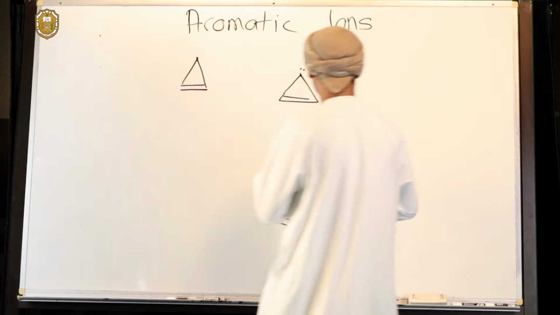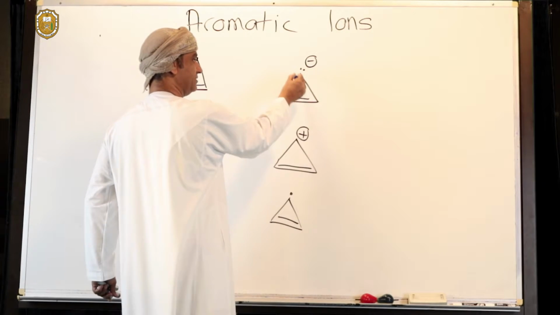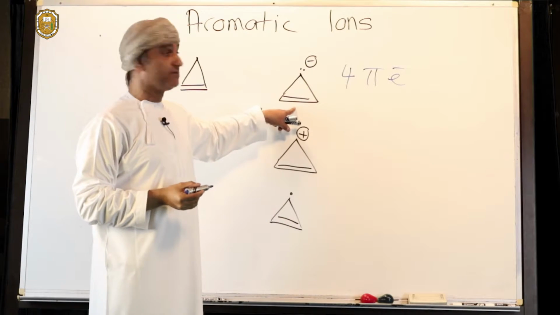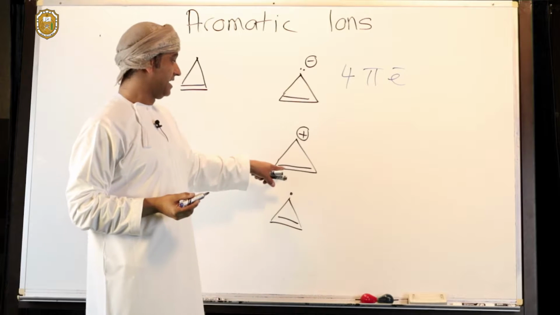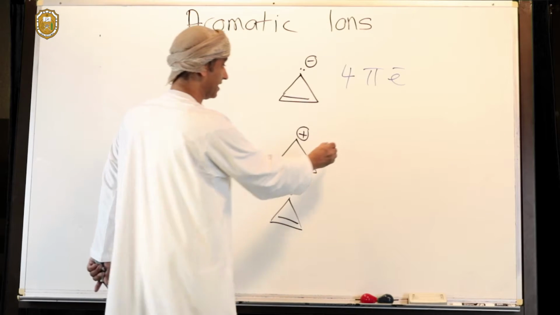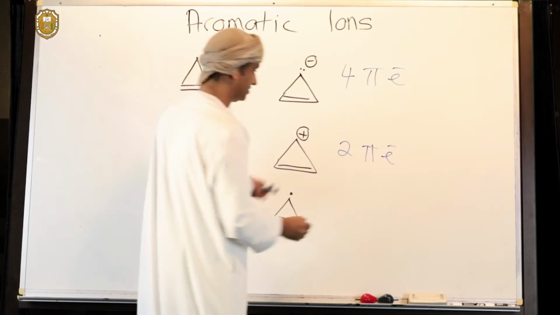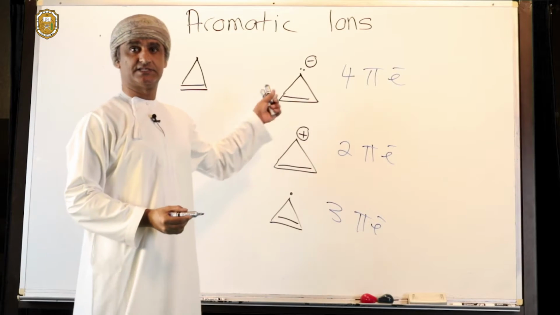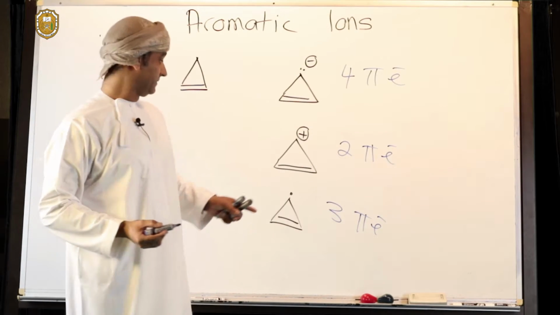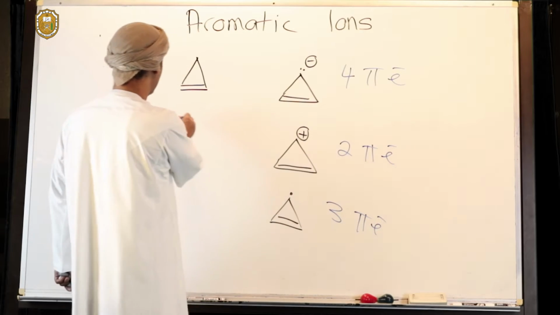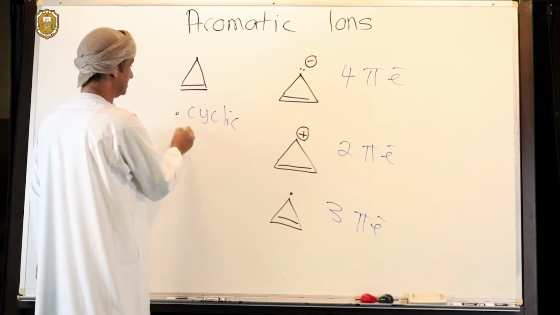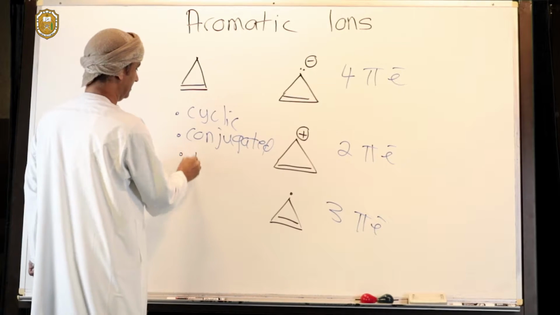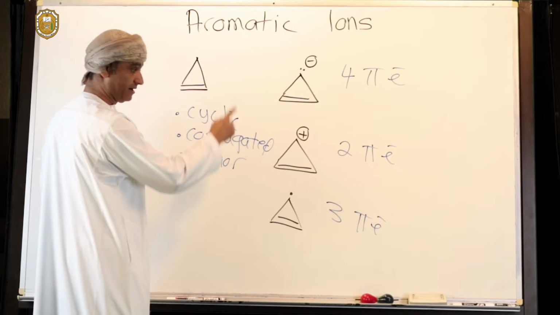Okay, but the number of pi electrons, if you look here, 1, 2, 3, 4, so there are 4 pi electrons here. 2 electrons come from the double bond and 2 electrons from that lone pair. If you look at this carbocation, there are only 2 pi electrons in this case, and here, of course, there are 3 pi electrons. So are they cyclic, these structures? Yes, they are cyclic. Are they conjugated? Yes, they are conjugated, so there is no problem with that. They are cyclic. They are conjugated. Are they planar? They are planar.